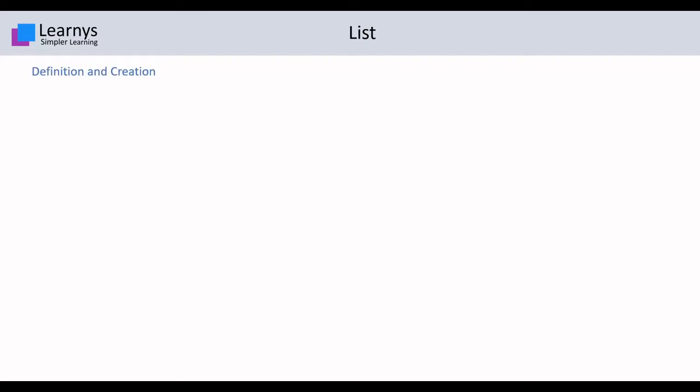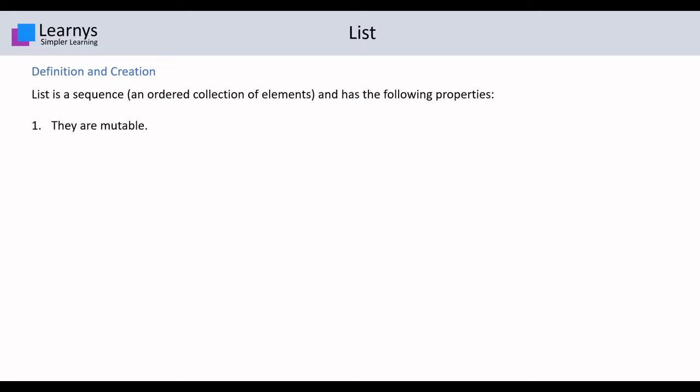List. So list is a sequence which is an ordered collection of elements. It has some properties as mentioned over here. First of all, list is mutable. That means elements inside the list can be changed. They can hold heterogeneous objects, that means objects of different types. They are dynamic, that means their size can be increased or decreased as per the requirement at any point of time.